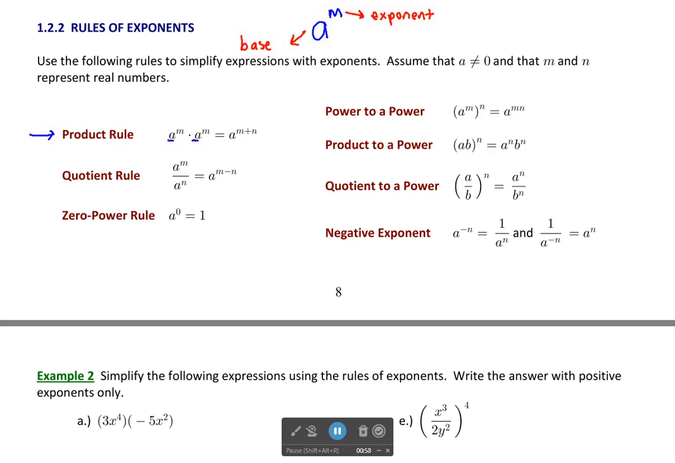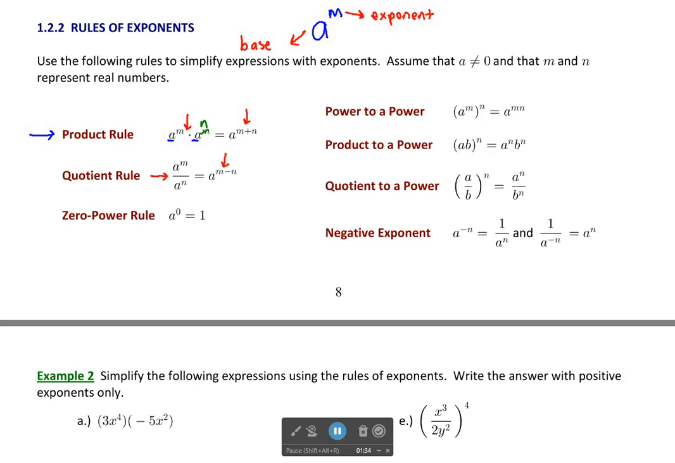So if I'm multiplying, and let me correct a typo here, a to the m times a to the n is going to be equal to a to the m plus n. In English, we would say when multiplying like bases, we add the exponents. Similarly, when dividing like bases, we subtract the exponents. So a to the m divided by a to the n is equal to a to the m minus n. When dividing like bases, subtract the exponents, top minus bottom.